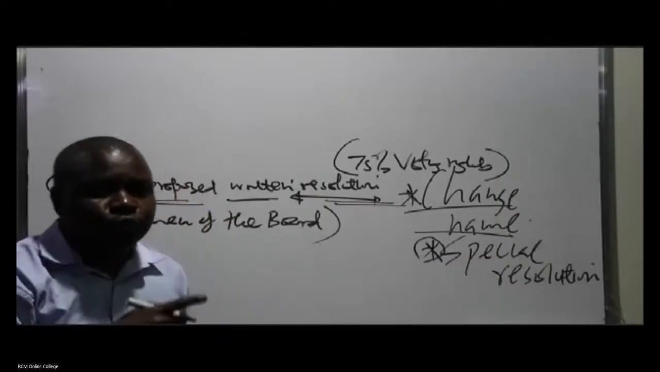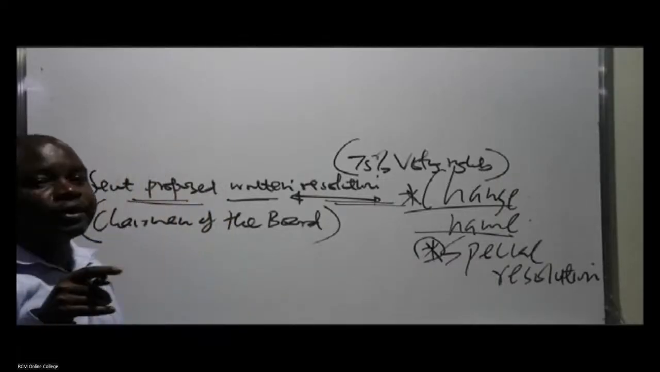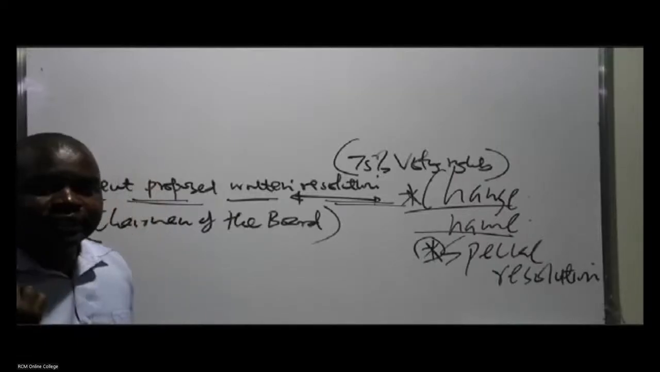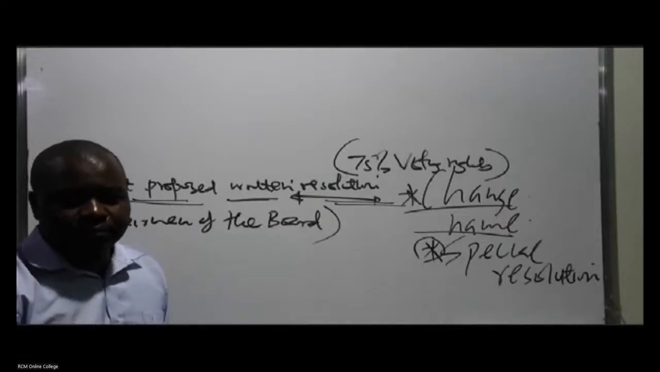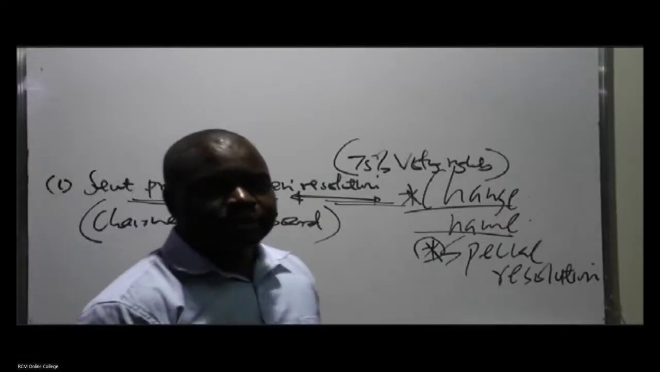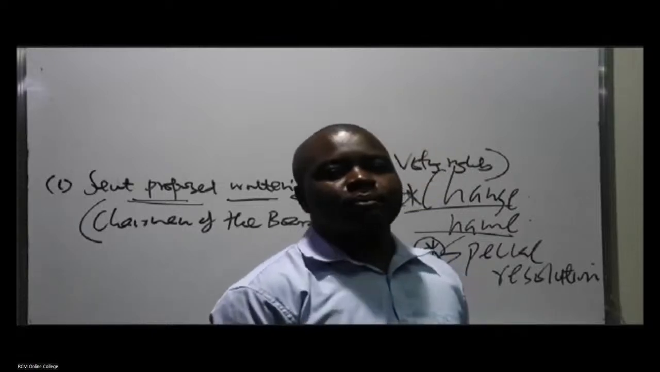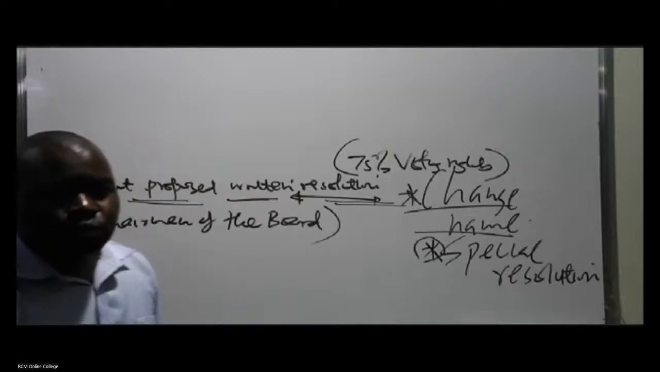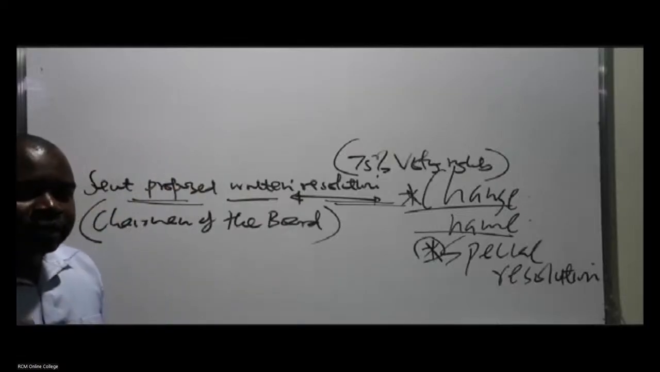One thing you have to take note of, listen to this very keenly, learner. In a company, the voting rights are normally dependent upon the number of shares you hold in the company. So it is not what? One man, one vote. Remember that statement. It is not one man, one vote. It is normally dependent upon the number of shares you hold in the company.